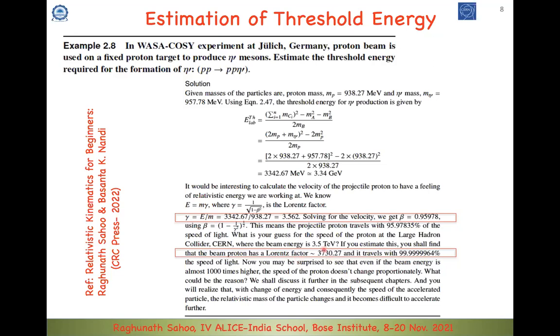Now if you compare Ulick with Chern, you will find that 1,000 times higher energy gives 1,000 times higher Lorentz factor, almost. What about the velocity? The velocity has not changed. Your beta was 95.97%, and now it is 99.999%. So velocity changes by a very tiny amount, whereas your energy changes almost 1,000 times. Are you learning something beautiful from this?